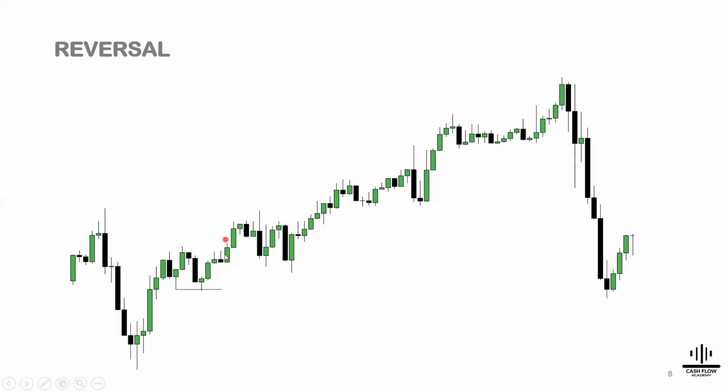Then here's another example. Price rallied higher, retraced, and then formed a swing low before rallying higher. And you can see this high was not taken yet. So this has a very strong probability. And you can see how price took out this low before rallying higher.